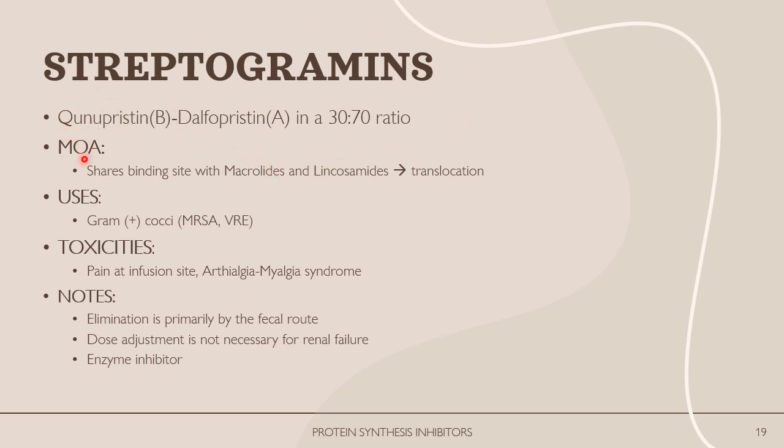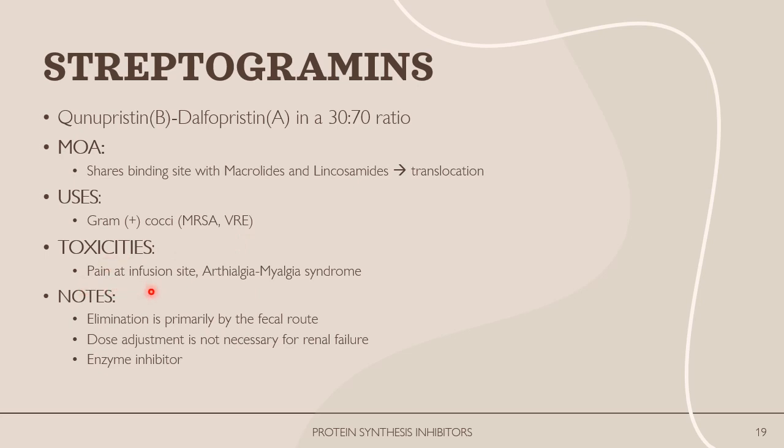Okay, next, the last one on our 50S ribosomal subunit, your streptogramins. Sila quinupristin, a streptogramin B, and your dalfopristin, streptogramin A. So they share the same binding site with the macrolide and lincosamide. So it also inhibits your translocation. And this one is reserved like your linezolid. It is also reserved for gram-positive superbugs like your MRSA and your vancomycin-resistant enterococcus.